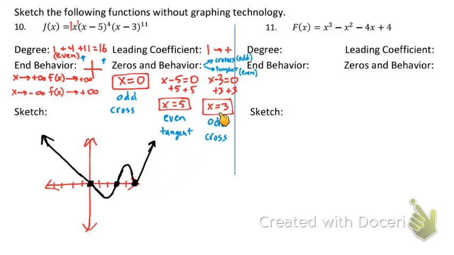And then the last one, x equal to 3. It came from this factor. It was odd. That means at 3, we're going to cross, like I did here.